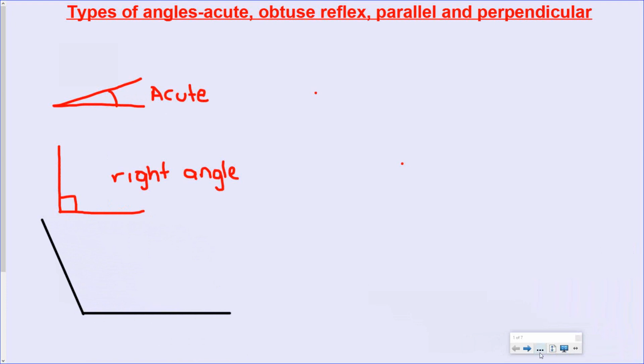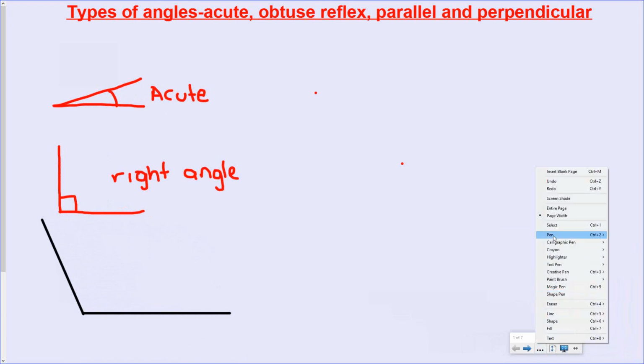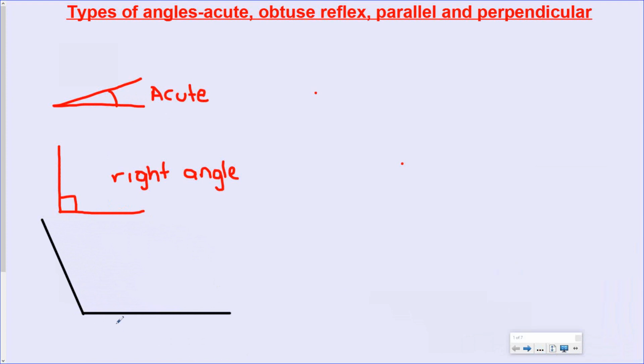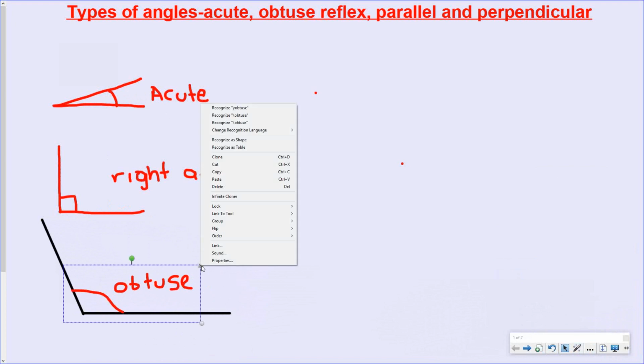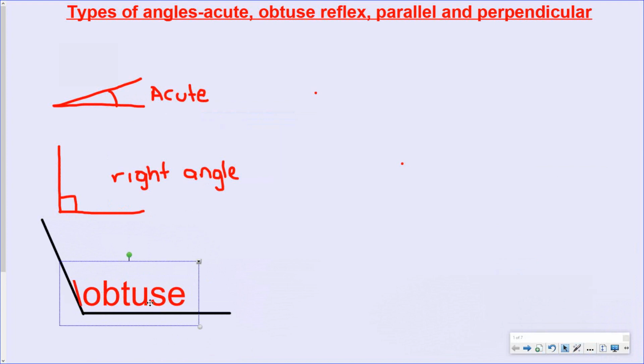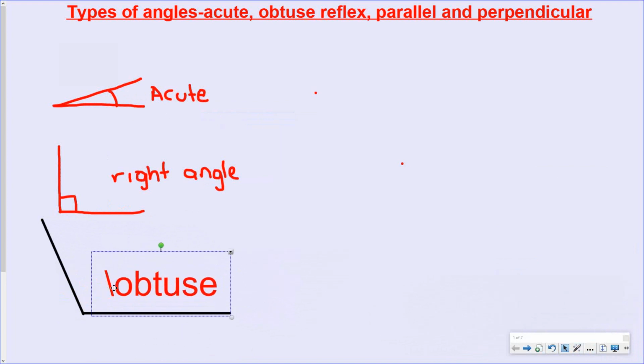So let's make a note of it and write it there that we've got an obtuse angle. This angle here, because it's now bigger than 90, is what we call an obtuse angle. So you can see the obtuse angle we've got there.